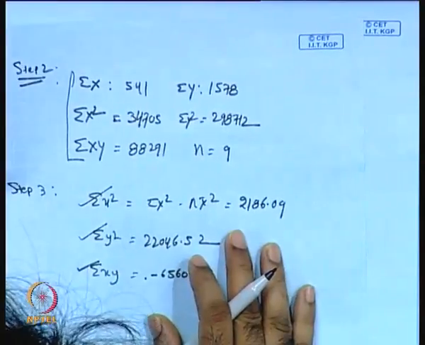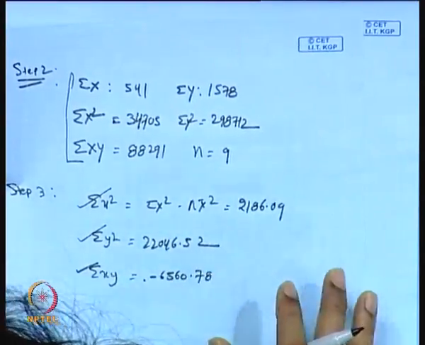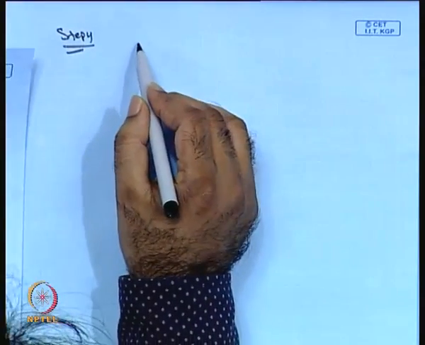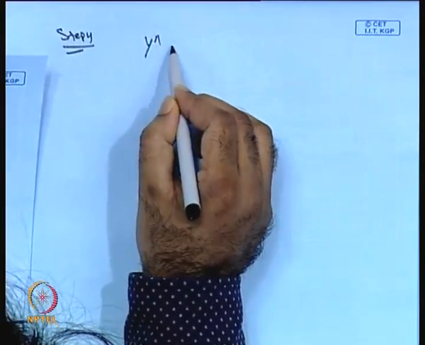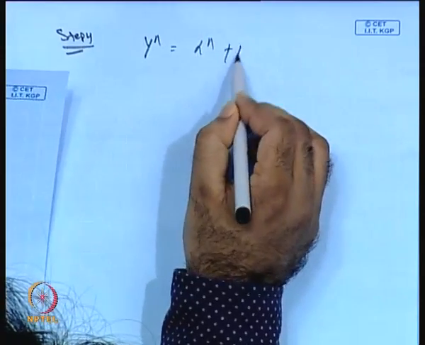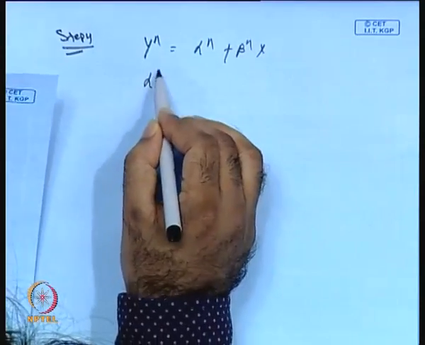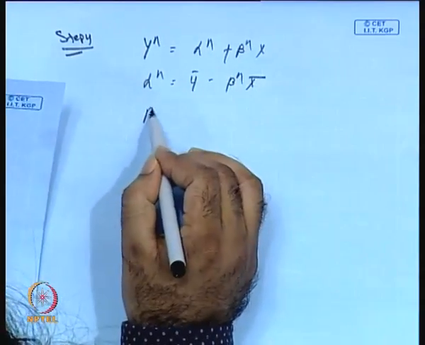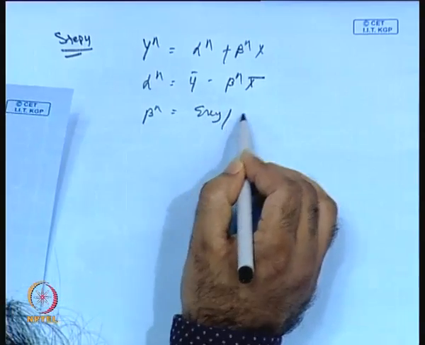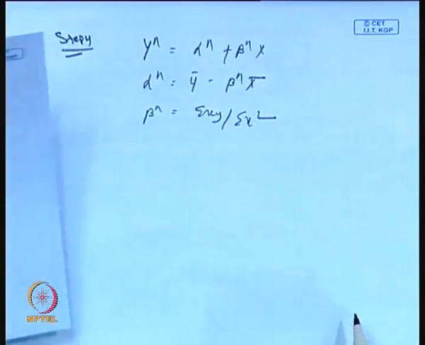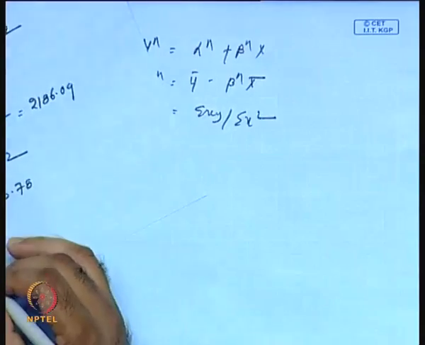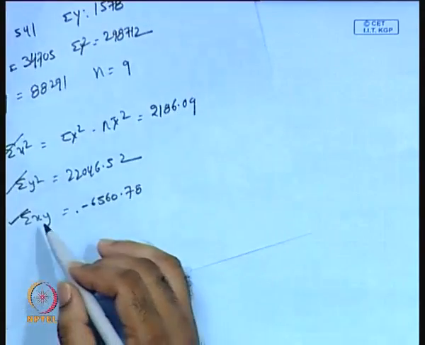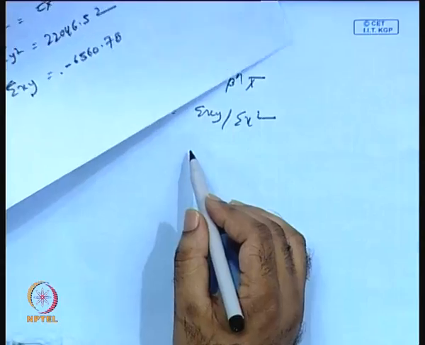Okay. So, what we have to do? The moment you get all this information, within it we would like to first calculate alpha hat and beta hat. Now in step 4, you fit the model y hat equal to alpha hat plus beta hat x. Alpha hat equal to y bar minus beta hat x bar, and beta hat equal to summation x y by summation x square. Okay. Now we already have summation x y here, so we can put it here.